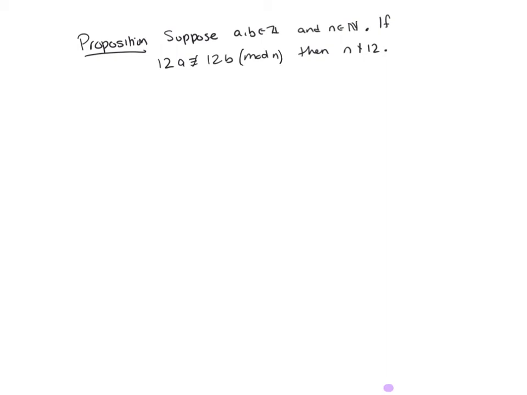But again, showing something does not divide is much harder than showing it does divide. So because I see these negations, and I don't really want to deal with them, this is probably a good situation to do a proof by contradiction. So let's proceed.